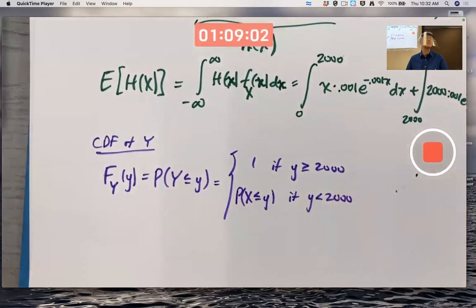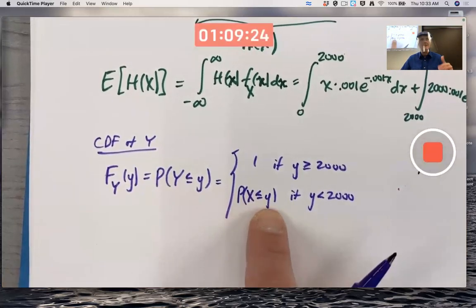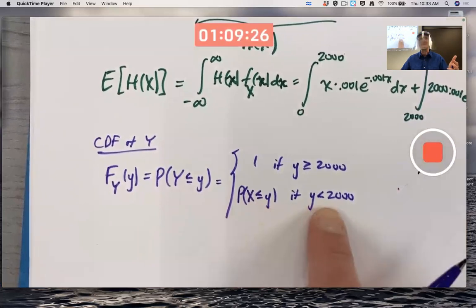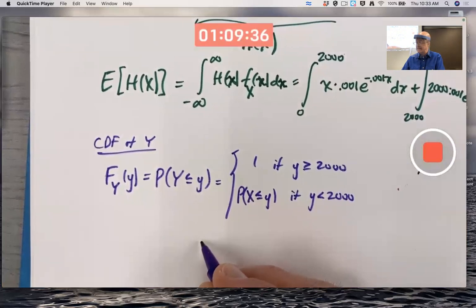With a deductible, in the case where x was bigger than the deductible, you had to replace y with x minus the deductible, and you had to add the deductible to both sides of the inequality, and it was a little trickier. This is a little easier. Capital Y equals capital X if this number is less than 2,000. And so then you just need the CDF of capital X and plug in y instead of little x.